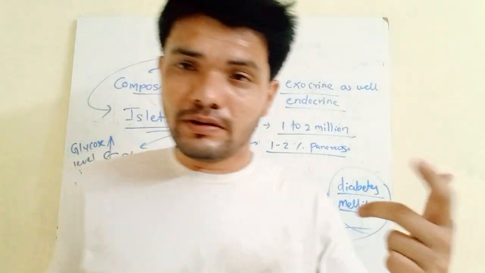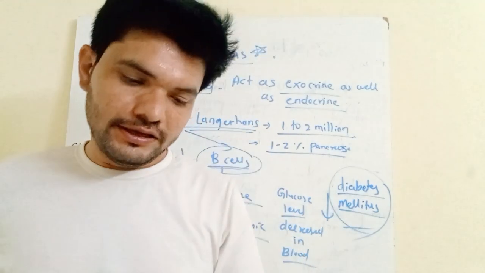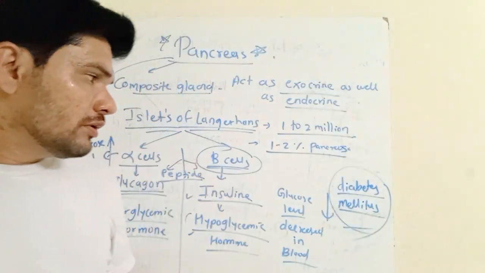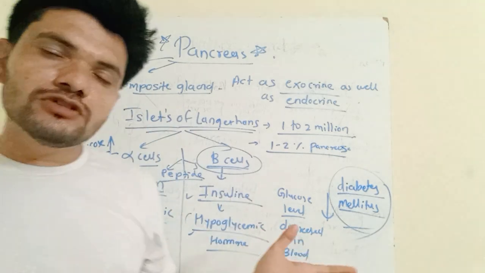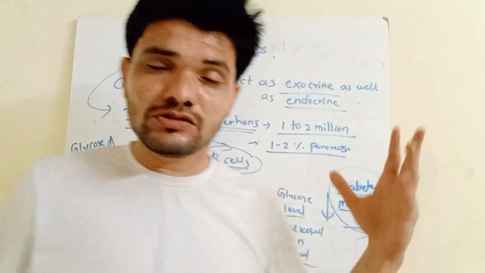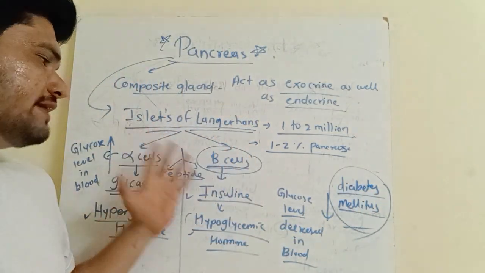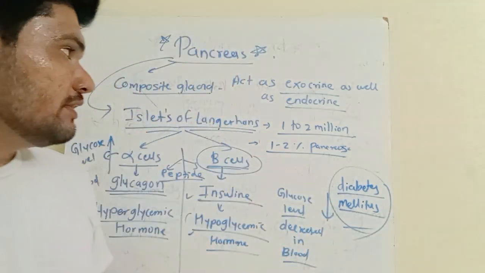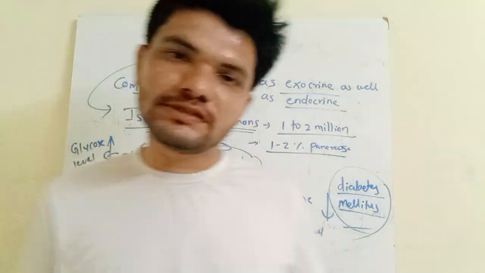The person suffers when the blood glucose level is constantly rising and rising, and he or she also finds some glucose in the urine. So this is all about the pancreas, its cells, the hormones secreted by the pancreas, and the disorders. So I hope I have covered all the topics in the NCERT.